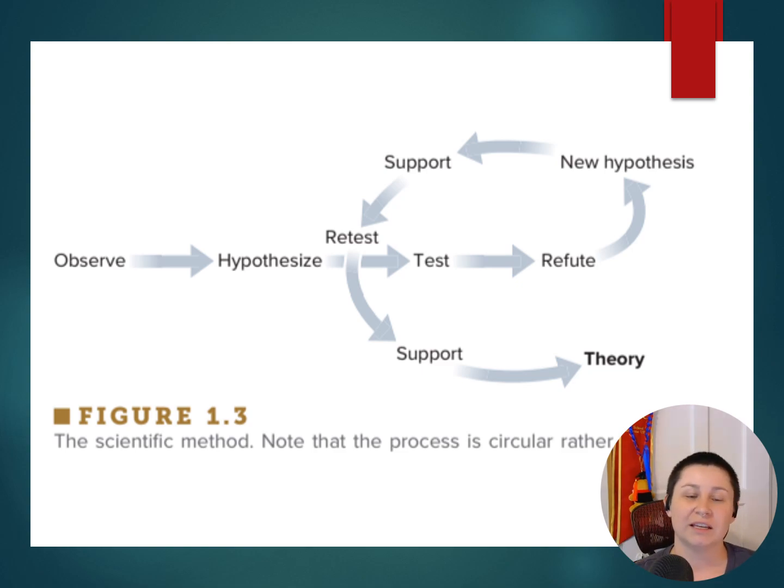It's really not linear though. On the previous slide, it shows observations at the top and then a straight line down. In reality, it's more of a cycle of observing, hypothesizing, testing. Oh, that didn't work. Let's try it a different way. Okay, let's try it another way. And this is how theories are actually generated overall.